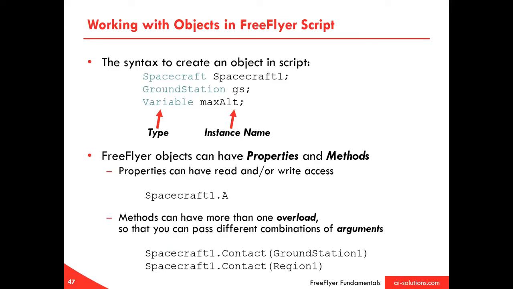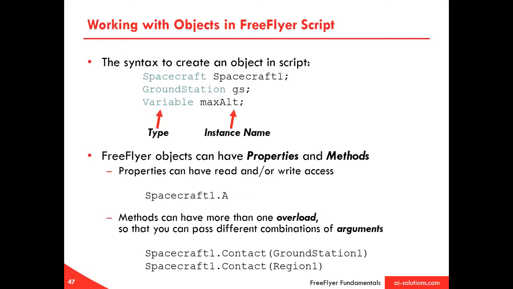To create an object in FreeFlyer script, all you need to do is type out the type of object that you want to create and then the instance name that will be used. These examples show how you would create a spacecraft object called Spacecraft1, a ground station object called GS, and a variable object called maxAlt.